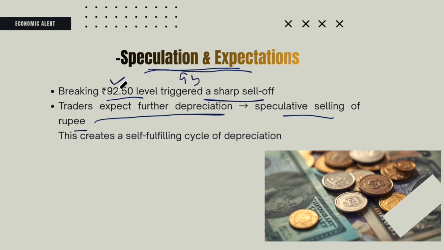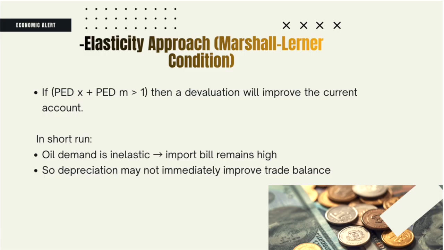So earlier, if they were holding $1, they were getting 92. If they will buy more dollars, they will be able to exchange it for 95 rupees. Hence, they are going to demand more dollars. This would lead to more buying of dollars in the foreign exchange market. For that, they will have to sell rupees in the foreign exchange market, leading to an excess supply of rupees in the foreign exchange market, and hence the depreciation of the rupee.